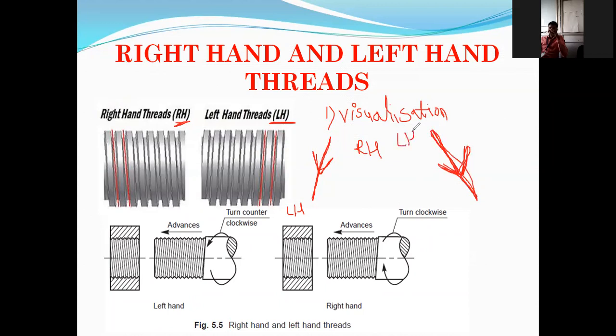This side is left and this side is right. कुणीकडून कुणीकडे चालली? डाऊनवर्ड डायरेक्शनला, लेफ्ट टू राईट. Finally, where it is going? Towards the right. If thread orientation is going towards right hand side, right hand thread.